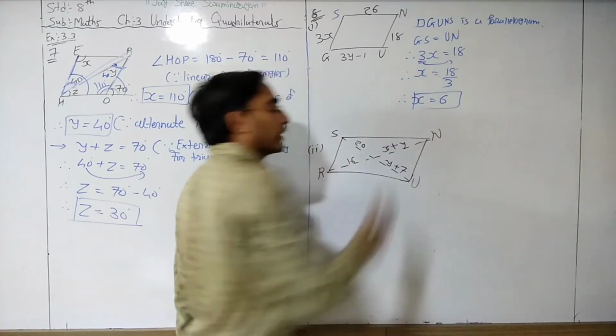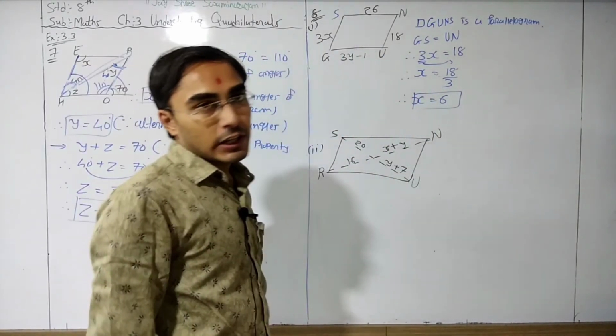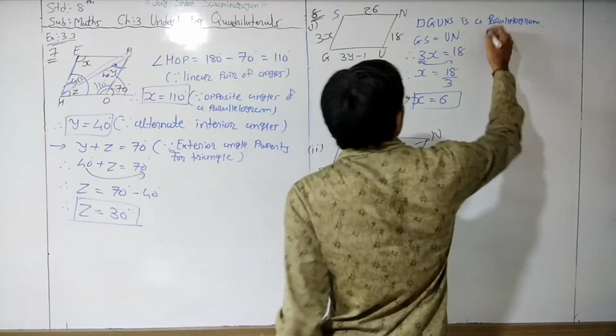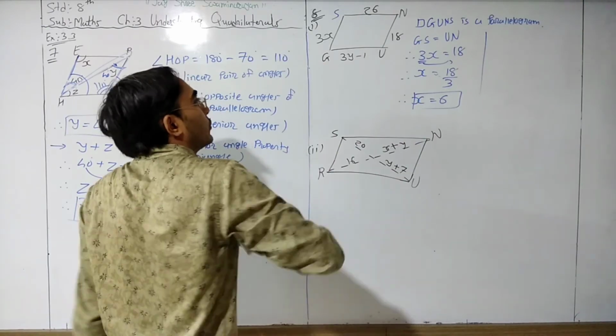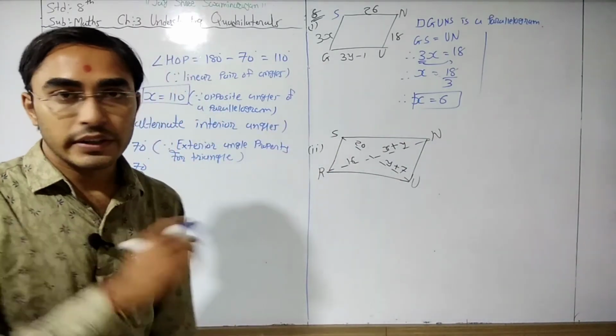So this is your answer, x is equal to 6. GUNS is a parallelogram, so opposite side GS is equal to UN. Now similarly, by using the other pair of opposite sides, we can find the value of y.